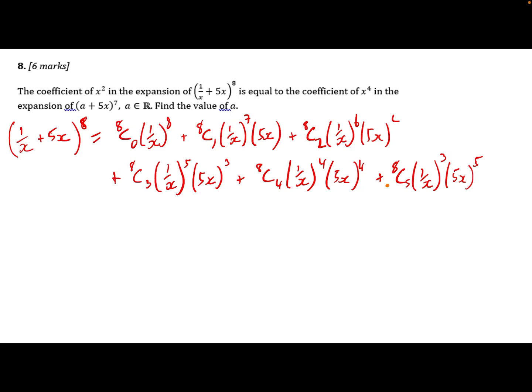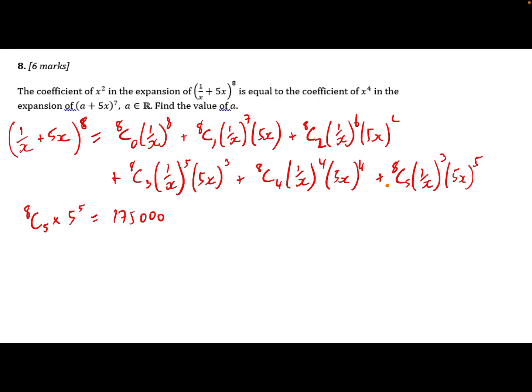Now this is the one that's going to give you an x squared because you're going to get x to the power of 5 divided by x to the power of 3, which is x squared. So this is the right one. So the coefficient of this is going to be basically 8 choose 5 times 5 to the power of 5, which my calculator tells me is 175,000. Okay? That's the coefficient of x squared in this expansion. And that's all we wanted.